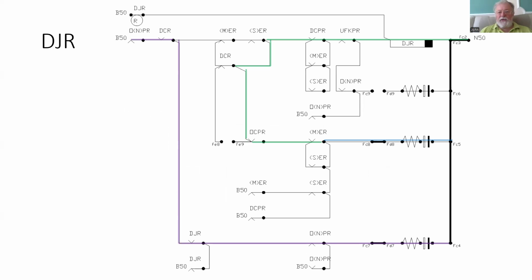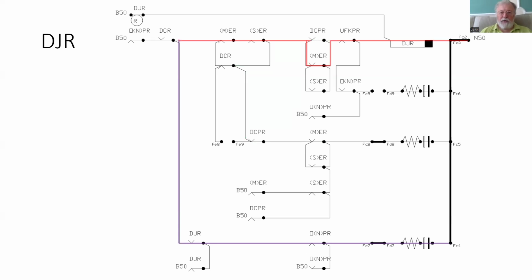So going back to our DJR, what happens now? Well, we've now selected an exit, so the DCR has dropped, meaning there is no feed to the bottom capacitor resistor to keep it charged. Not that that matters at this point. Also, the DCR dropping is going to drop the DCPR, and so we lose the feed from the middle capacitor resistor through the DCPR contacts to the DJR. So now what is going to hold up the DJR?